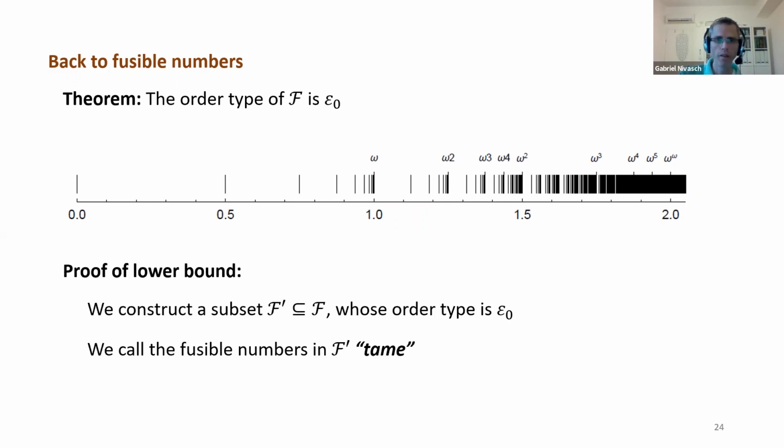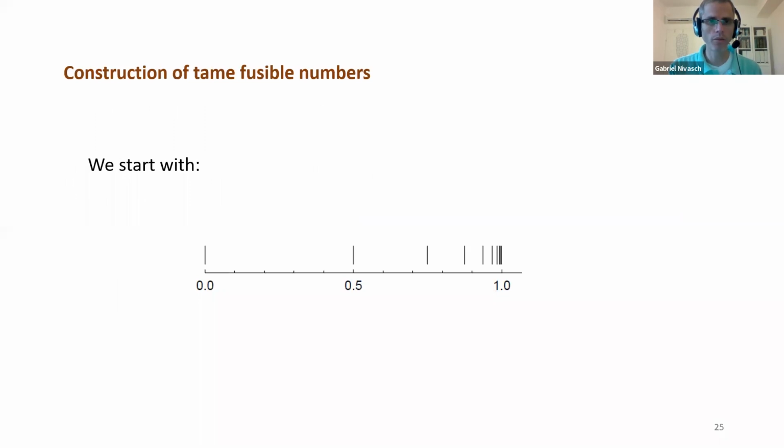This theorem contains both a lower and an upper bound. Let's first do the lower bound. We're going to construct a subset of fusible numbers, F prime, whose order type is exactly epsilon zero, and that will prove the lower bound. These fusible numbers we'll call tame fusible numbers. You construct them this way: you first start with the fusible numbers that converge to 1.